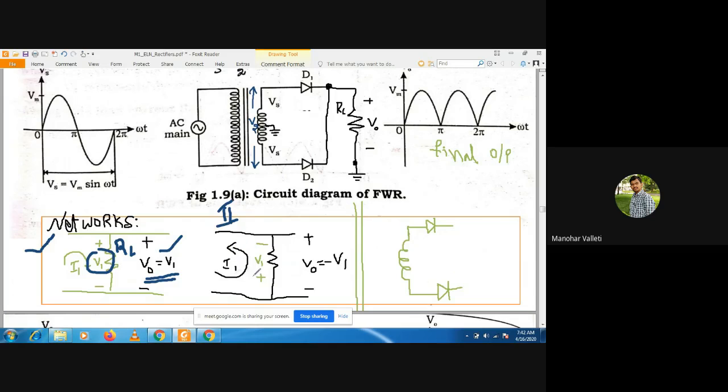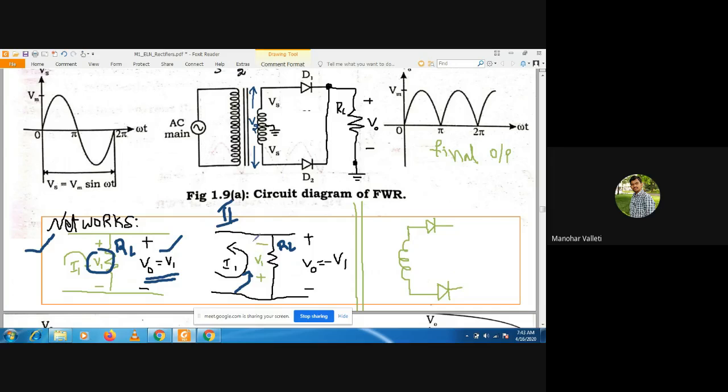So we will give the polarities across a particular resistor based on the current direction. Wherever current is entering, there is plus; wherever current is leaving, there is a minus sign. Because of this current I1 flowing, whatever voltage is developing, we will give those polarities.